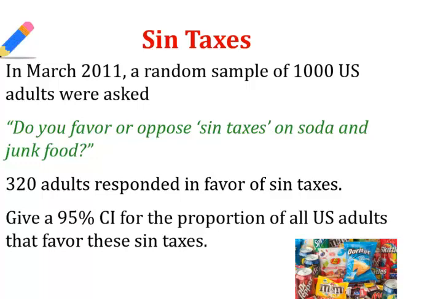Okay, enough talking and let's get into an example here. So the first example is about sin taxes. And this is just a tax on items considered undesirable or harmful, such as alcohol or tobacco. So in March 2011, a random sample of 1,000 US adults were asked, do you favor or oppose sin taxes on soda and junk food? 320 adults responded in favor of sin taxes. We have a 95% confidence interval for the proportion of all US adults that favor these taxes. So we have 1,000 adults that participated and 320 adults responded, and there's a 95% confidence interval we need to calculate.